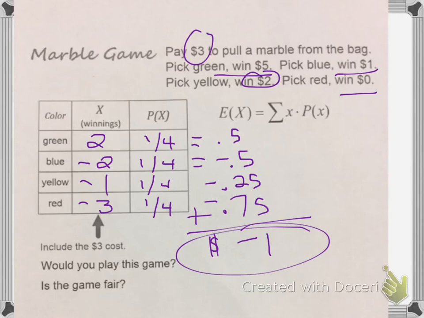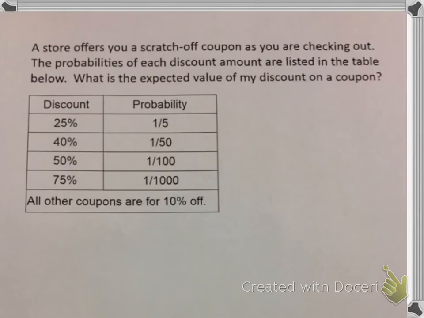So would you play this game? Again, no, I wouldn't. Is this game fair? Absolutely not. It's not fair, because the average person loses $1 per game. So it didn't really show you a great example today of one that is actually fair, but one that would be fair would be a nice profit happening every single time. Okay, one more example here, I think, and we're done.